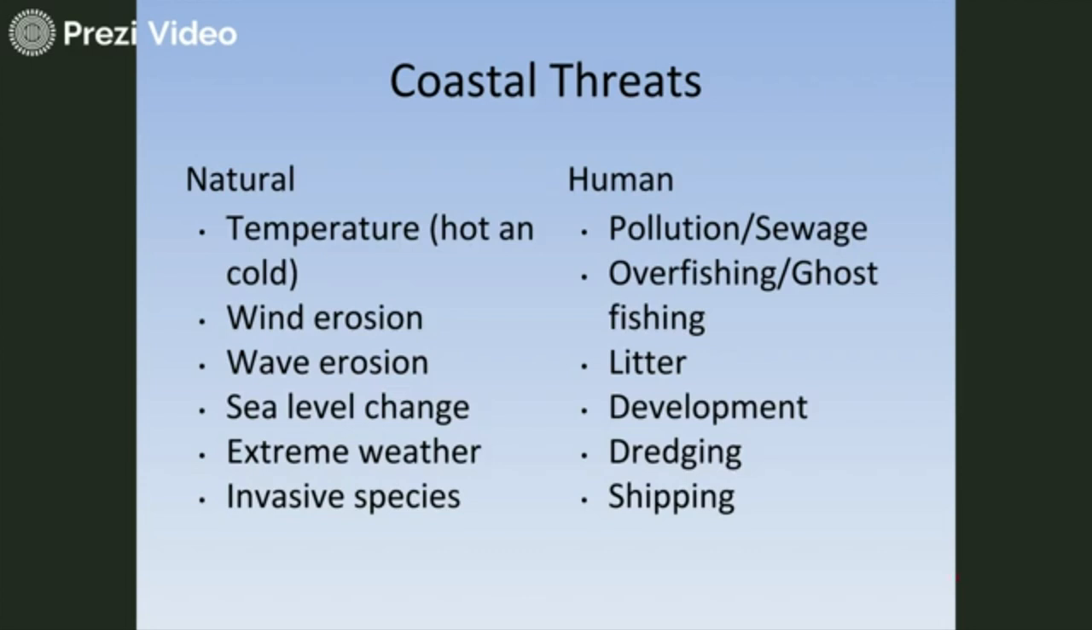Moving on to the human threats, what we find, these, again, hopefully you've got these in your list. We have things like pollution and sewage, and these can come from runoff from rivers, perhaps from agriculture or from sewage treatment works. It could also be petrochemical-based pollution that comes from shipping, which I've listed at the bottom, and other things like that as well.